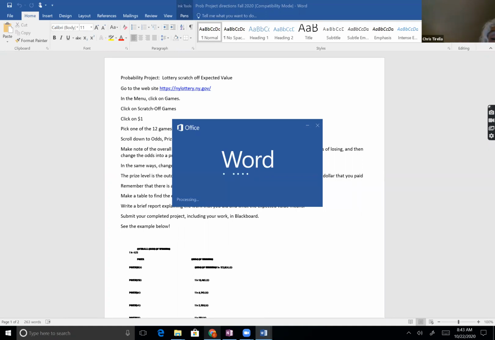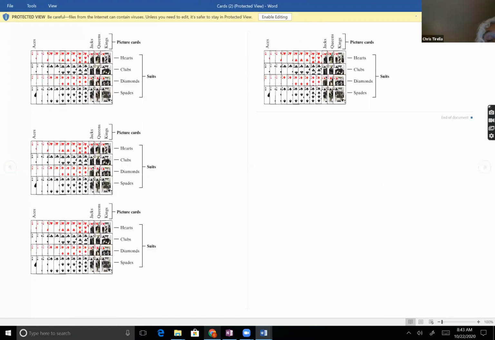Anyways, it'll give you that picture of a deck of cards, all right? So if you're not comfortable with cards, if you don't remember what's in a deck of cards, print that out or pull that up and save it somewhere before you start taking the test.